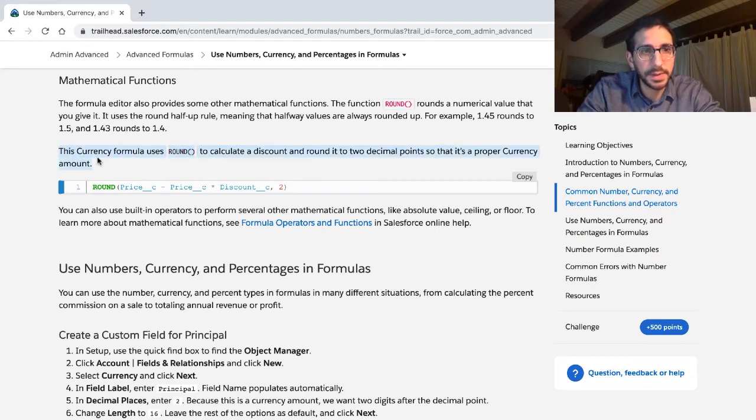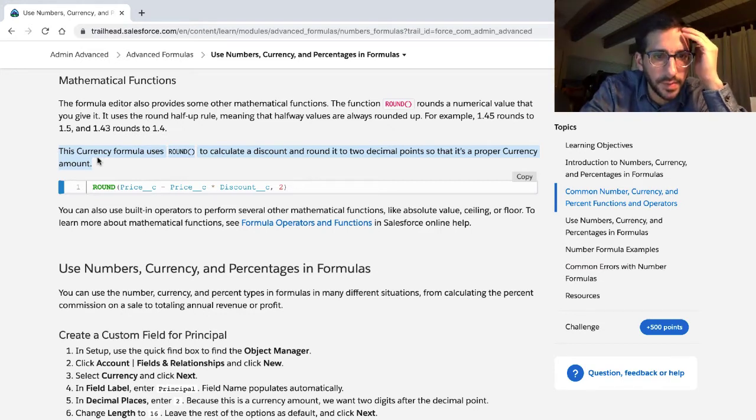The currency formula uses round to calculate a discount and round it to... Dude, if I just kept reading. And round it to 2 decimal points so that it's a proper currency amount. Round, price, custom field, minus price times discount, all these custom fields, to the 2. Okay, so you can use built-in operators to perform several other mathematical functions like absolute value, ceiling, or floor. To learn more about mathematical functions, if you really want to, although they come in so darn handy.